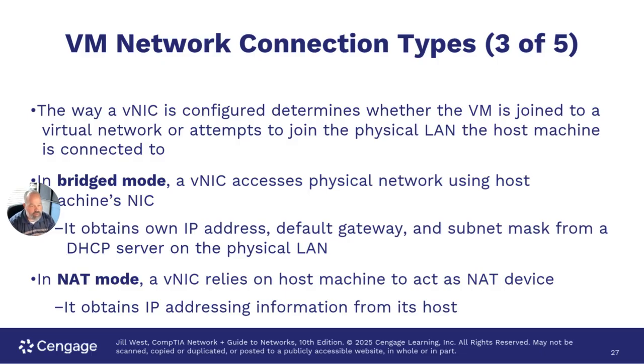VM networking has 3 main modes, like choosing your social media privacy settings, really. Bridge mode is like being completely public. Your VNIC gets its own IP address from the physical network's DHCP server and can talk to anyone. NAT mode is like having a protective parent. Your VM relies on the host to act as a middleman for all network communications. The VM gets its IP addressing info from the host, who handles all of the outside conversations.